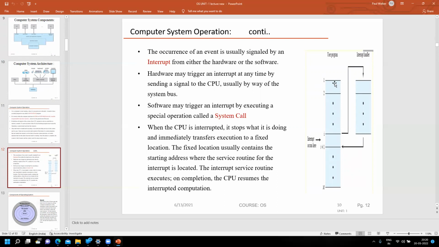The CPU is responsible for sending the signal to the system bus. In that case, we use system calls for calling that function. When the CPU is interrupted, it immediately transfers the execution to a fixed location. The fixed location holds the starting address and serves as the interrupt location, and the CPU will resume from the phase of computation.